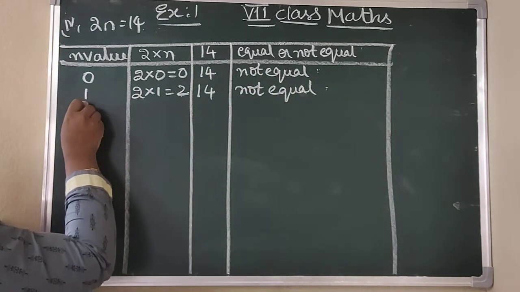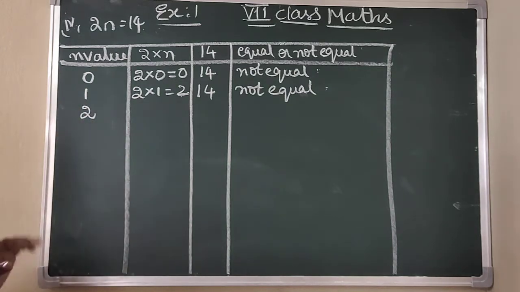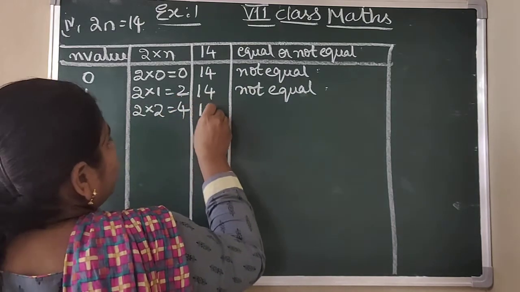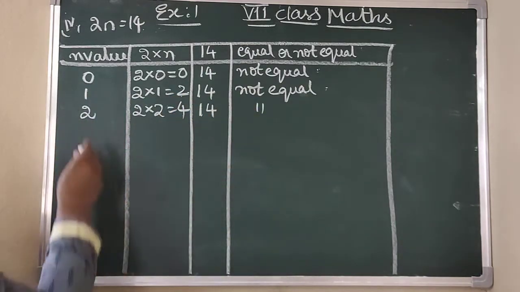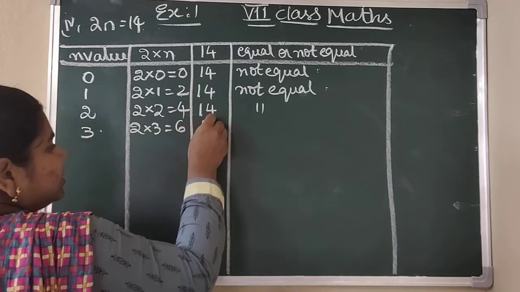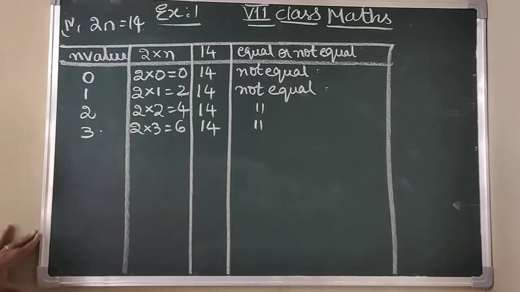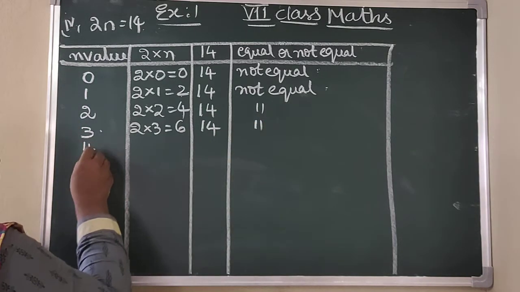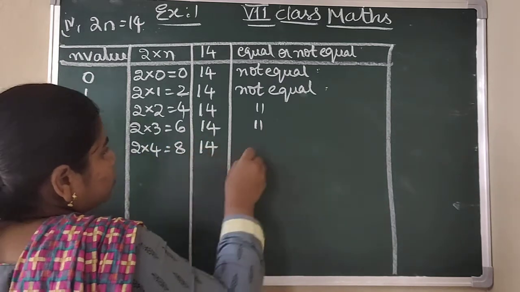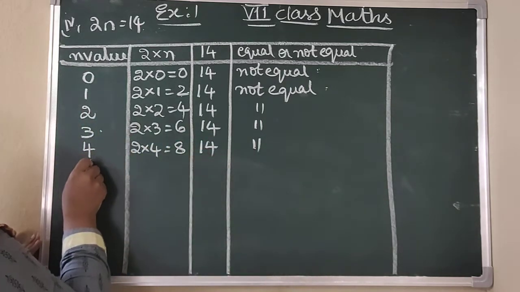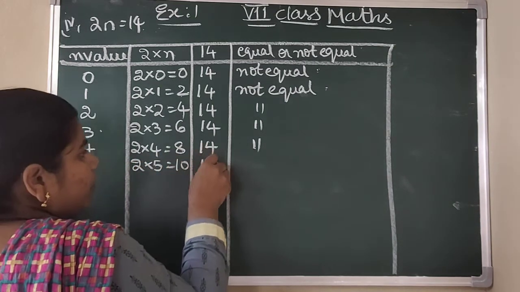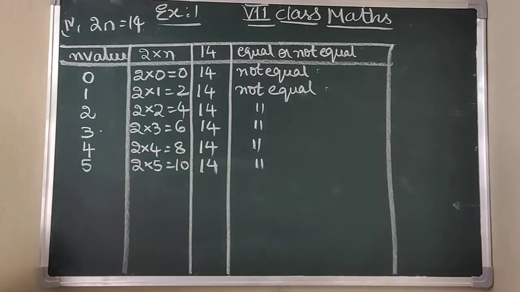Next is we have to substitute as 2. So 2 into 2 will be equals to 4. 4 is not equals to 14. So not equal. Next 3. So 2 into 3 is equals to 6. 6 is not equals to 14. So not equal. Next 4. 2 into 4 is equals to 8. 8 is not equals to 14. So not equal. 5. 2 into 5 is equals to 10. 10 is not equals to 14. So it is not equal.